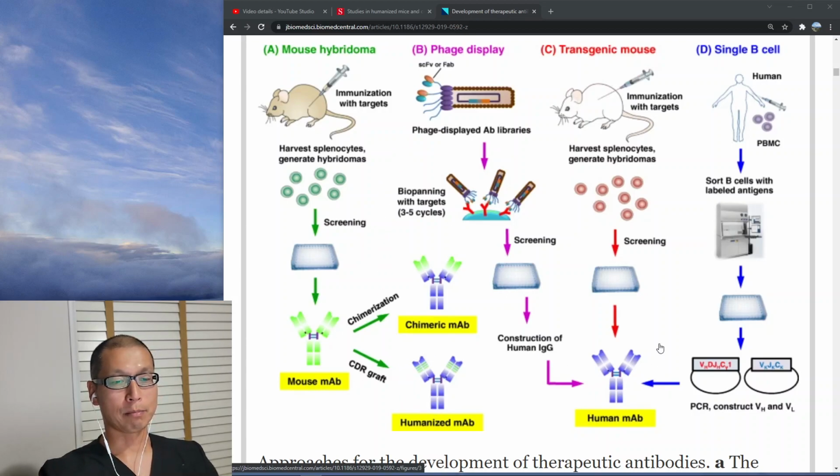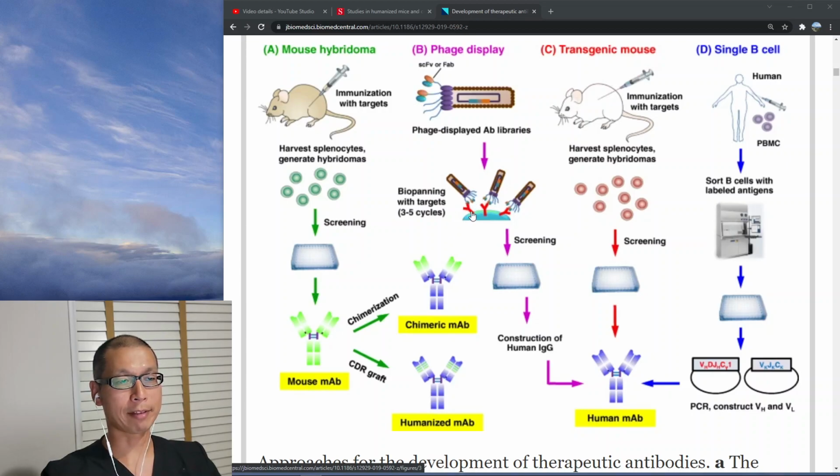And because these cause an immune response in people with repeated usage, because we recognize these as foreign proteins, we're moving more towards human antibodies, and there's three ways of doing that. One is with a phage display, and this is like a little envelope that has the genetic material in it, but these phages display the antibody on the surface.